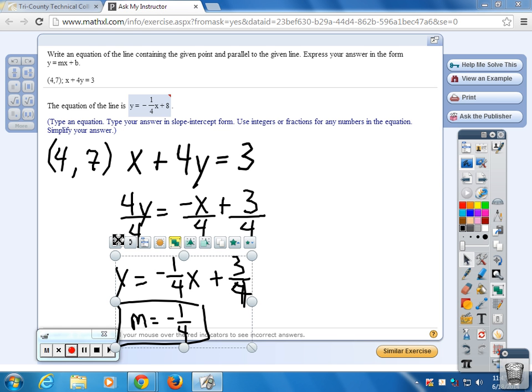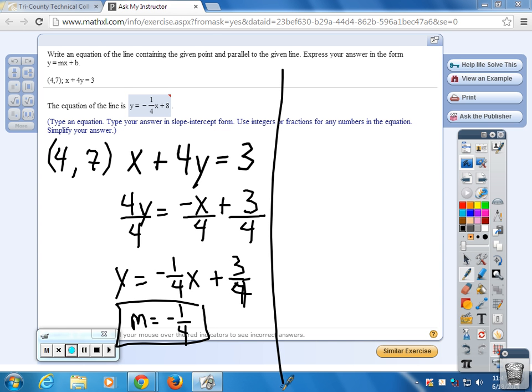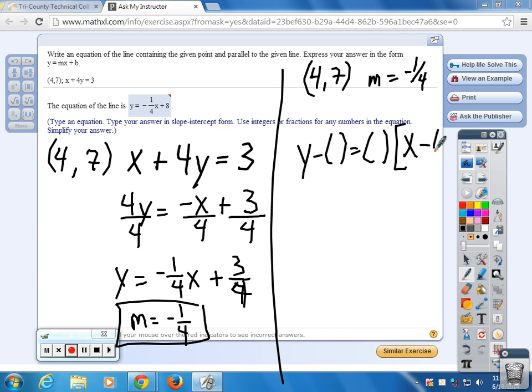Okay, so now we got a point and a slope. So that's part 1. Finding the slope. Now we've got a point and a slope. 4, 7, and m is equal to negative 1/4. y minus blank is equal to blank times x minus blank. And we're going to put a 7 here. We're going to put a 4 here. And we're going to put a negative 1/4 here. So y minus 7 is equal to negative 1/4 x plus what?